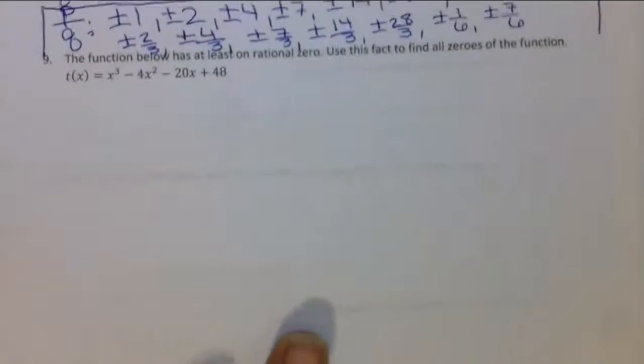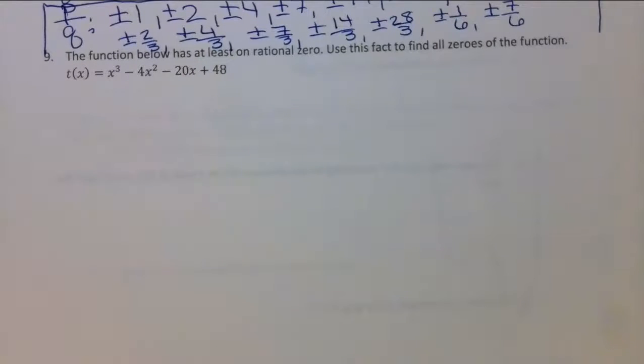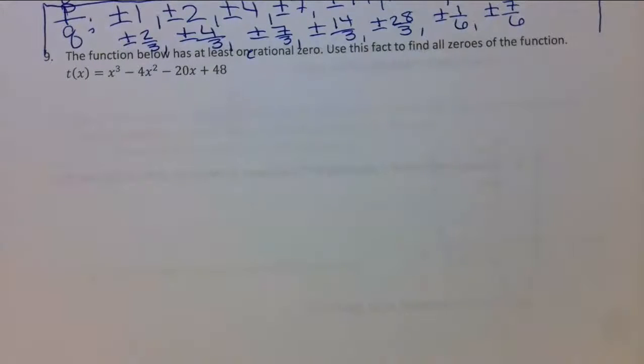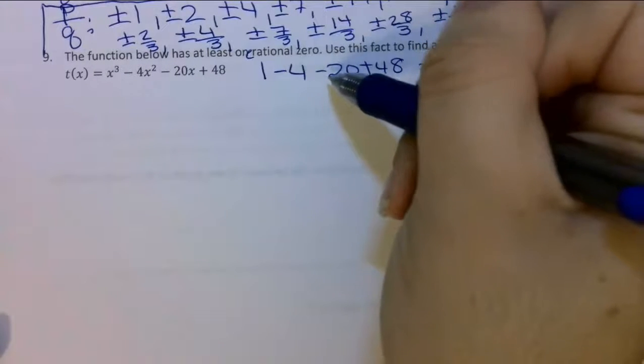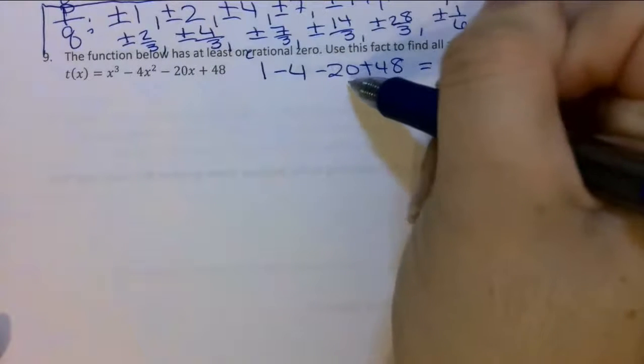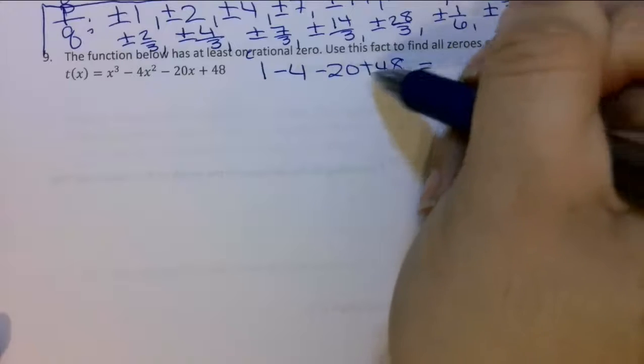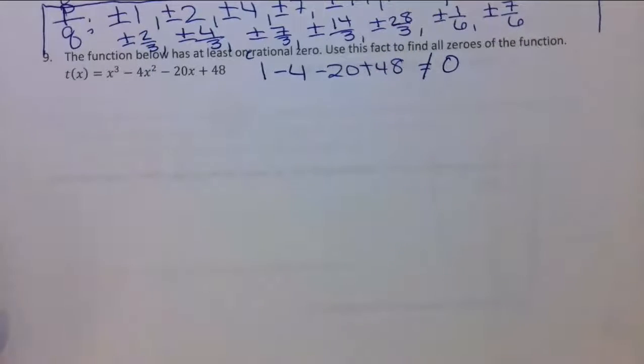Okay. Number 9 tells me that the function has at least, let's just say 1, rational zero. Use this fact to find all zeros of the function. So what I first want to do is add up all my coefficients and see if it equals 0. If it equals 0, then it means 1 is one of my factors. I have 1 minus 4 minus 20 plus 48. 1 minus 4 is -3. -3 minus 20 is -23 plus 48 does not equal 0.